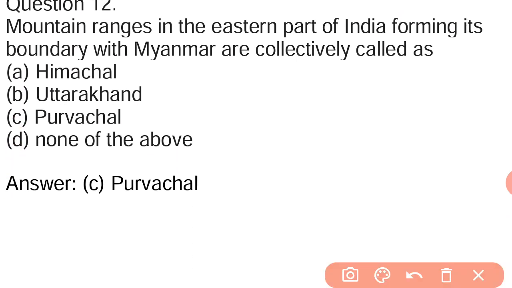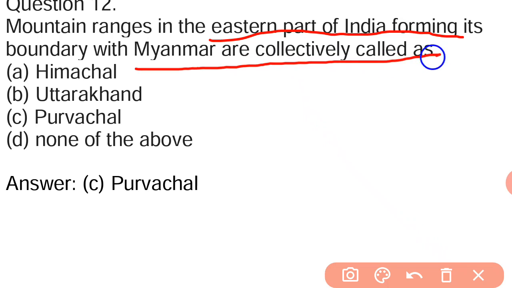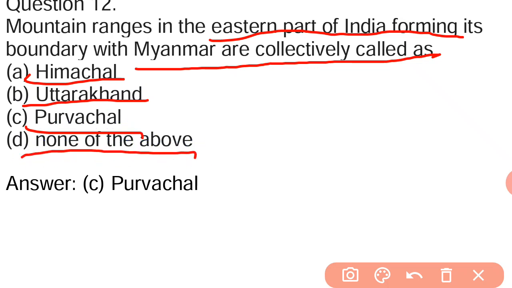Mountain ranges in the eastern part of India forming its boundary with Myanmar are collectively called option A Himachal, option B Uttarakhand, option C Purvanchal, option D none of the above. Right answer is option C Purvanchal. Next question.